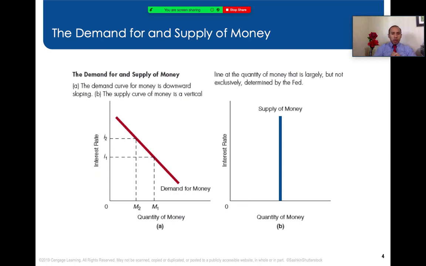If we take a look at model A, it represents the interest rates on the vertical axis, the quantity of money on the horizontal axis, and the demand for money curve, which is represented by the red downward sloping line. The demand for money tends to be downward sloping. Essentially, if the interest rates are relatively high, the quantity of money, M2, demanded is lower, and if the interest rates drop, the quantity of money demanded increases.